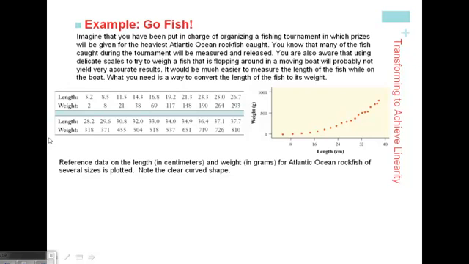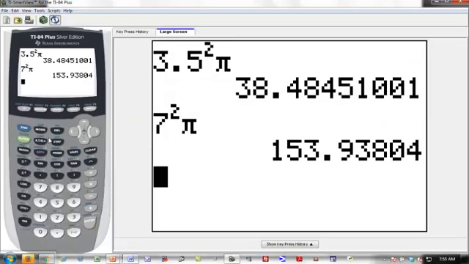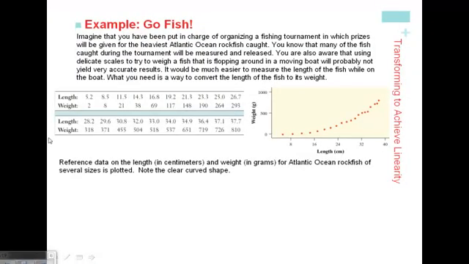Let me zoom in so you can see the data easily. There we go. The length is going to be in L1, and the weight you're going to put in L2. All right? So you get that data in your calculator. I'll get it in my calculator as well. Oops, I'm sorry. Here we go. Hold on.